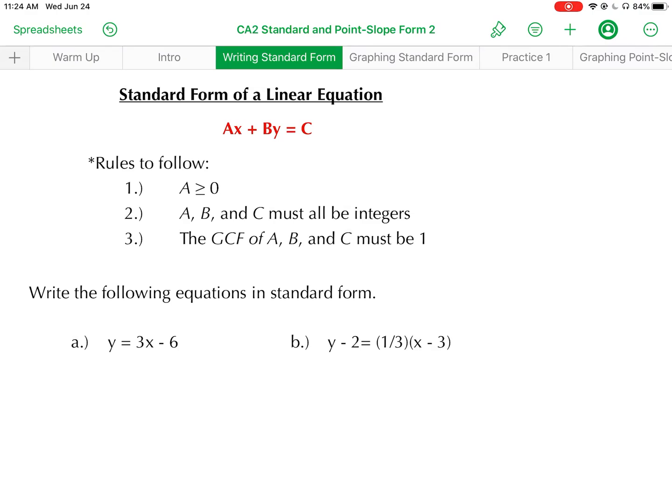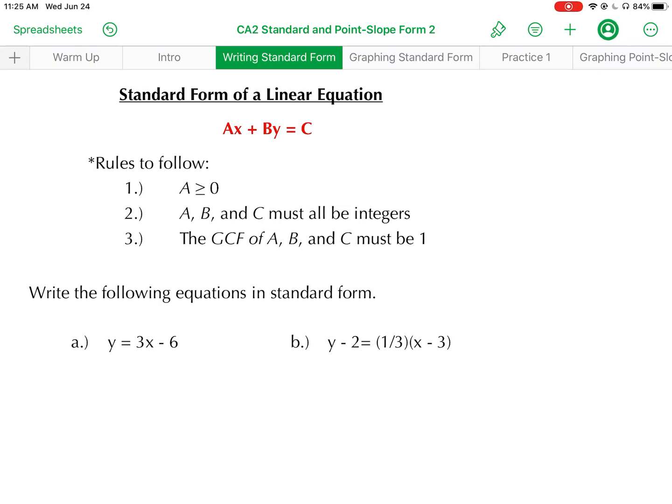Now, the first thing that should jump out at you is that x and y are on the same side of the equal sign in this form, which is very different than slope-intercept form. Okay, so that's the first and foremost rule to follow to put something into standard form. X and y have to be on the same side. However, there are other rules to follow as well for you to consider the equation in true standard form.